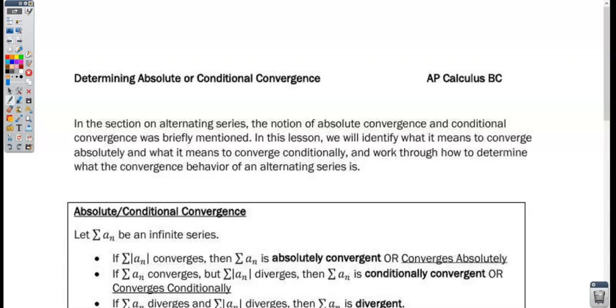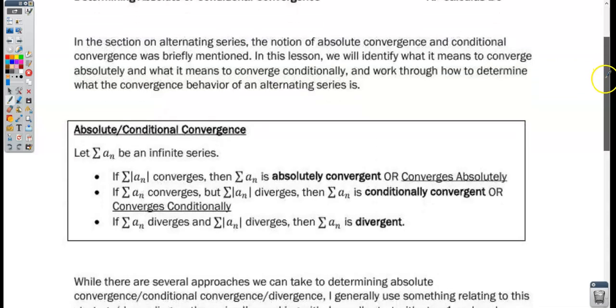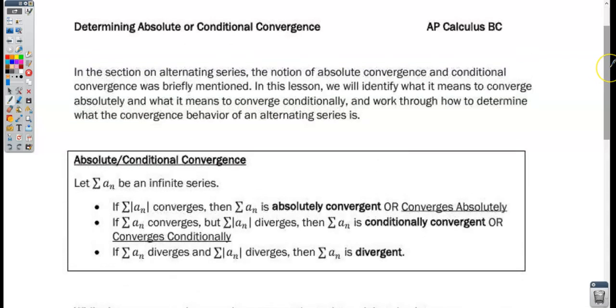Okay, so let's see. We mentioned the idea of absolute convergence and conditional convergence very briefly. What we're going to do is talk in this lesson about what it means to converge absolutely, what it means to converge conditionally, some strategies that we're going to use to determine whether a series converges absolutely, converges conditionally, or diverges, and then we're going to work through a few examples. So inside our box here, we get started with the notion of absolute or conditional convergence.